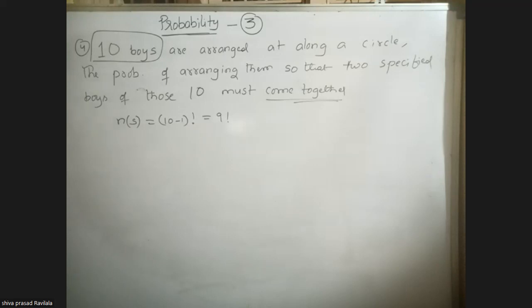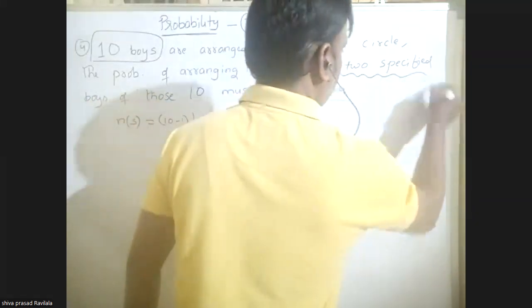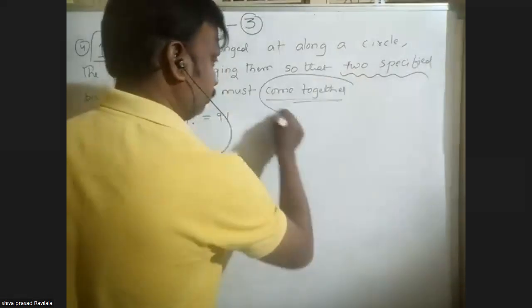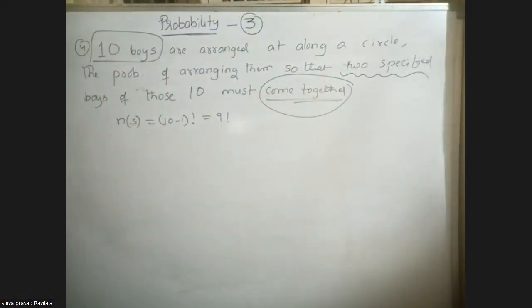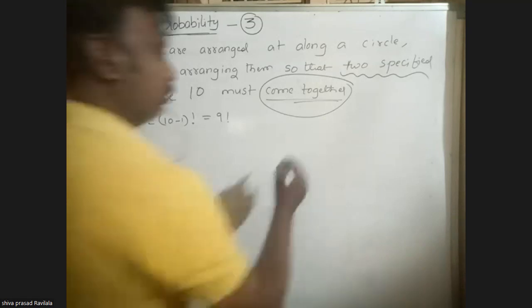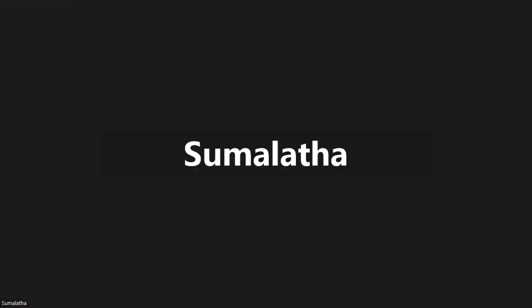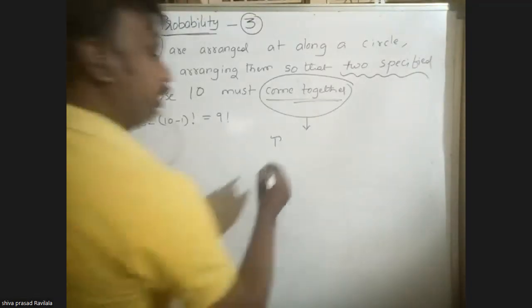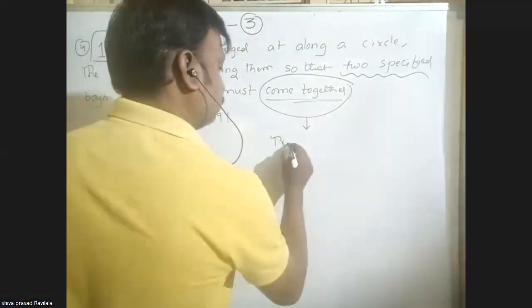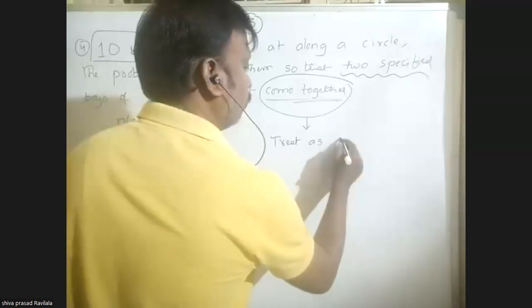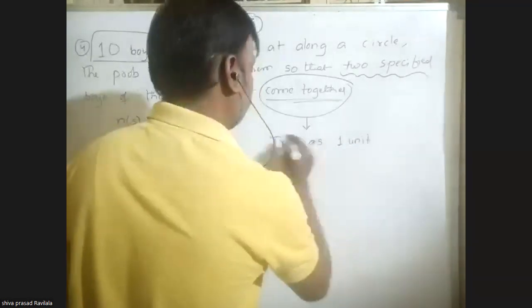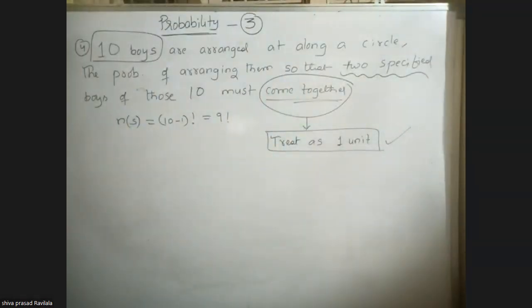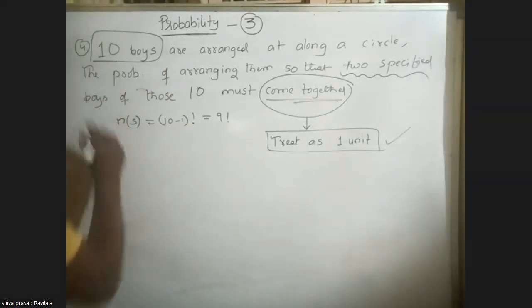Next one, the probability of arranging them so that two specified boys of those 10 must come together. What is the meaning of come together? Here one keyword is there: come together. Keyword: treat or consider these two as one unit. Treat as one unit. Remaining how many?